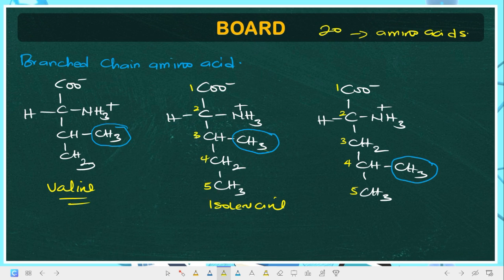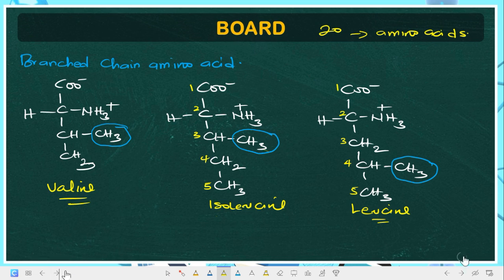Now the branch here is at position number what? 3. Are you getting it? While the branch here is at position number what? 4. That is the only distinguishing factor. That is why here you have isoleucine and leucine. So we can say leucine and isoleucine are the same, but only vary in the position of a methyl group. Is that understood?